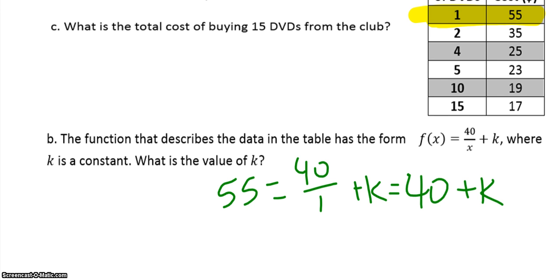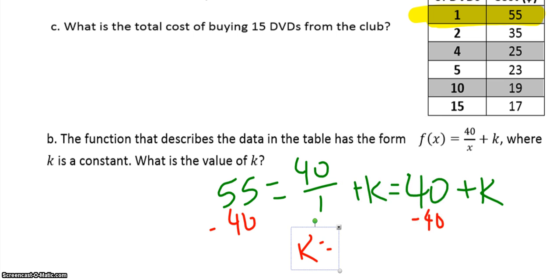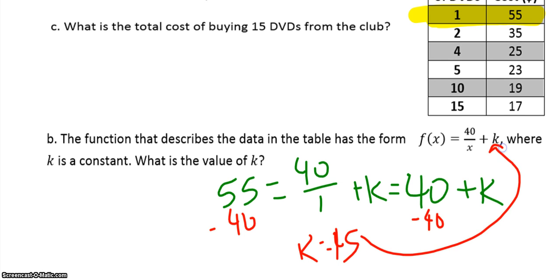Solving for k, subtract 40. So k equals 15. I don't know what my computer's doing. But okay, so k equals 15. So I can take this now and plug it in right there.